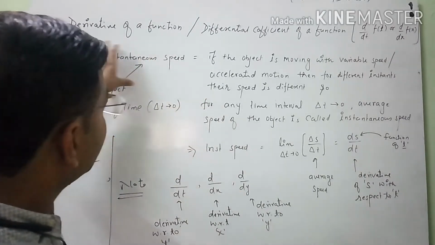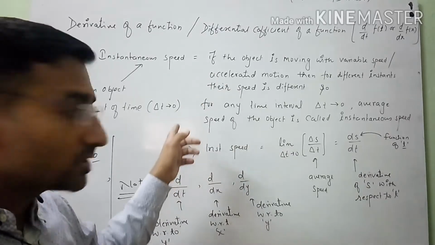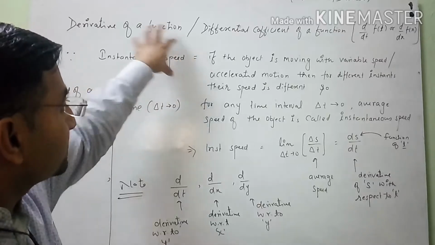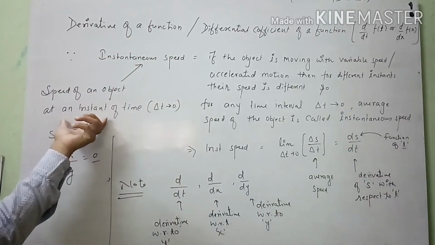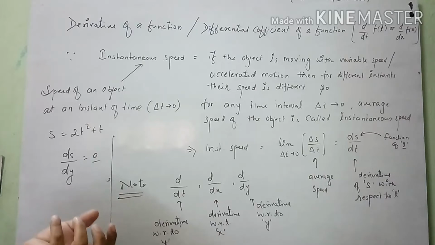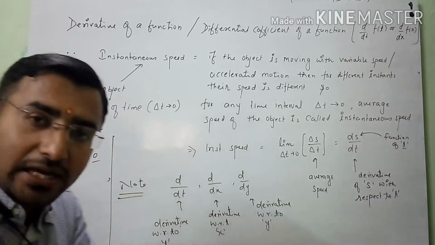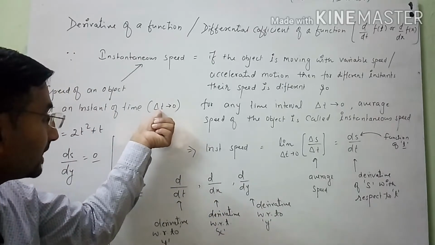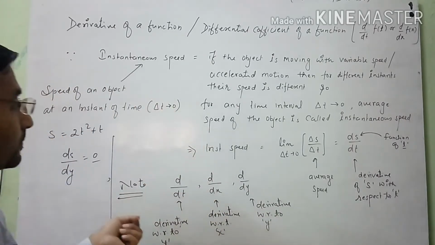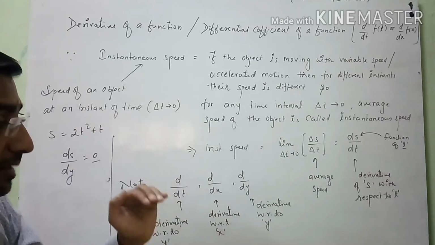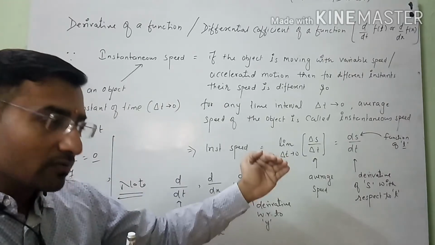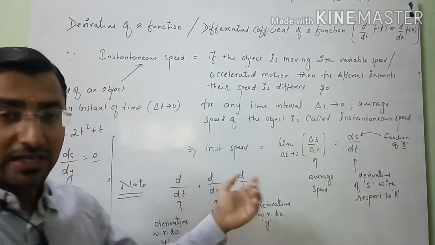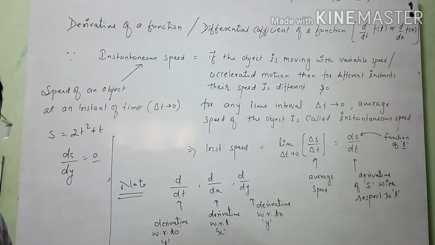So after this, you can see here the instantaneous speed. We discussed this topic in class 9th. Instantaneous speed means the speed which we calculate for a very small time. You can say the distance which we calculate at an instant of time. That instant of time means that delta t, the time interval, approaches 0. The distance which we calculate for a time interval near to 0, not equal to 0 but near to 0, that speed is called instantaneous speed.